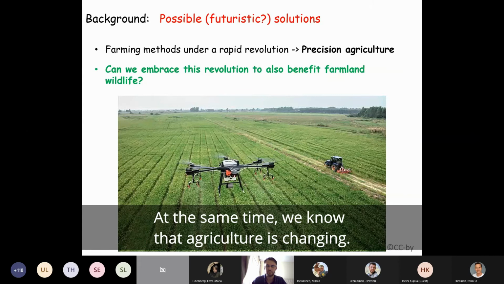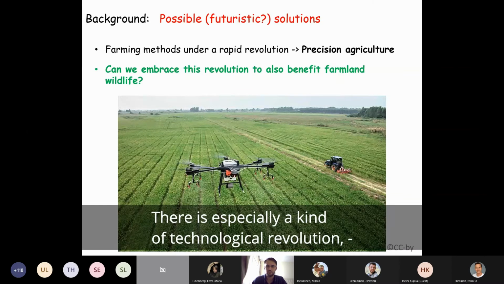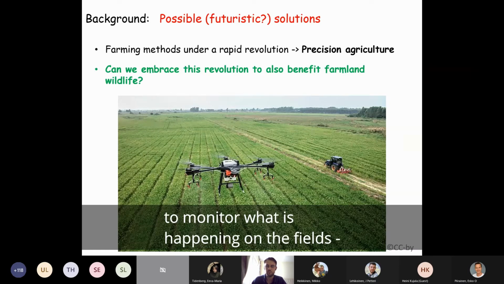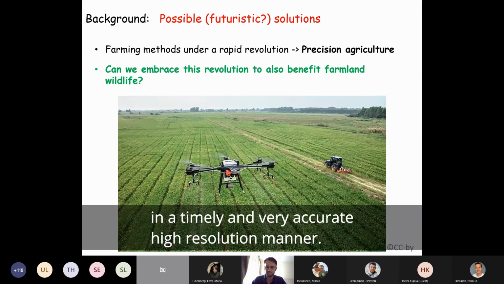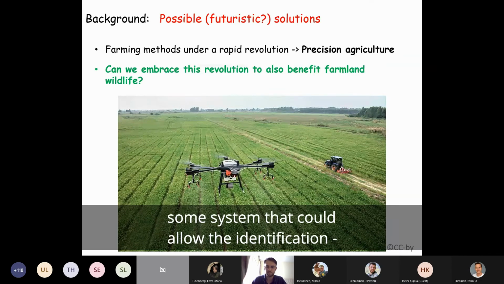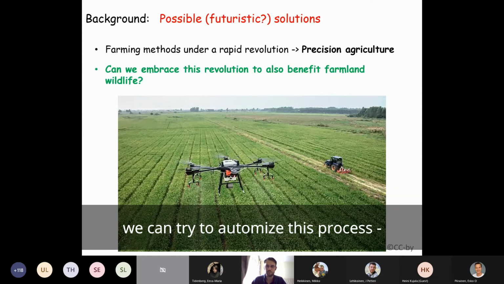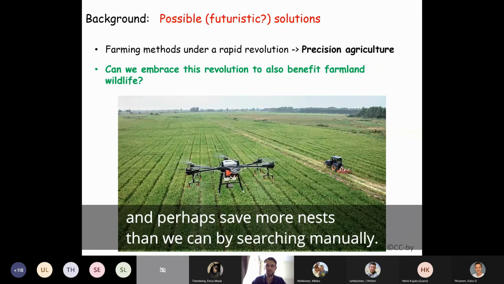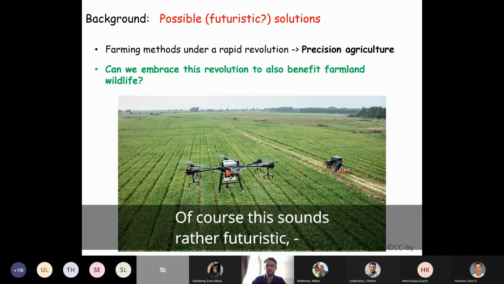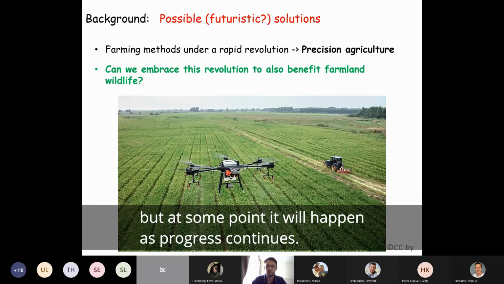At the same time, we know that agriculture is changing. There is especially a kind of technological revolution, whereas drones and specific sensors are used to monitor basically what's happening on the fields in a timely and very accurate, high-resolution manner. So if we can, for example, feed into this kind of drones and sensors some system that could, for example, allow the identification of birds' nests on the ground, we can perhaps try to automate this process and perhaps save more nests than what we can by searching manually. And of course, this sounds rather futuristic, but at some point it will happen as progress continues.